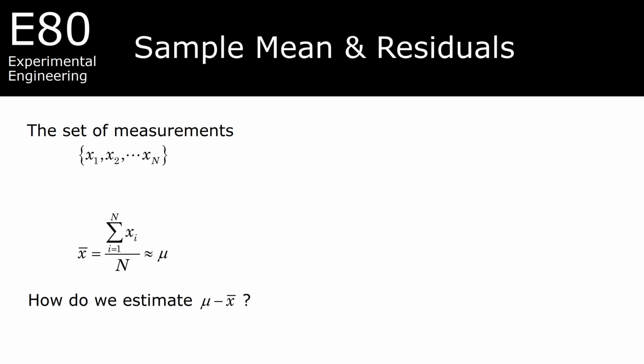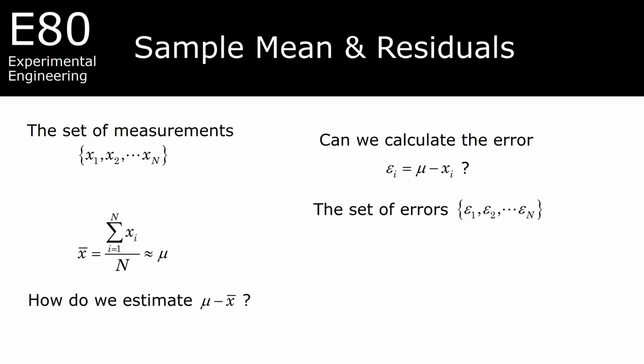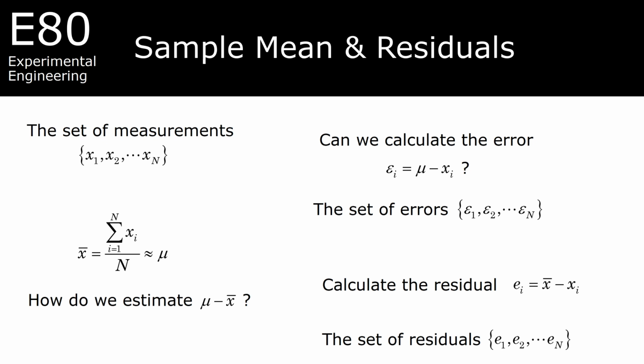If we knew the true value, we could calculate the error in each of our measurements as the difference between the measurement and the true value. The error is usually given the symbol epsilon. Again, the error, strictly speaking, is the difference between the measurement and the true value. So we would have the set of errors epsilon sub 1 through epsilon sub n. However, we don't know the true value, only the sample mean, so we calculate the residuals, which are the differences between the measured values and the sample mean. The set of residuals is then e sub 1 through e sub n. In other words, the residuals are our estimate of the errors based on the sample mean.